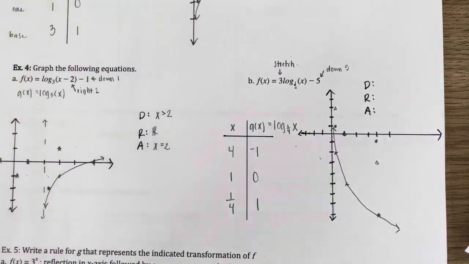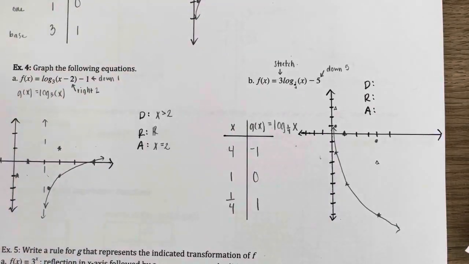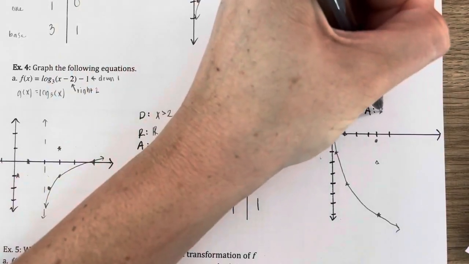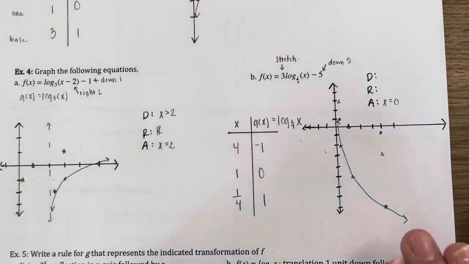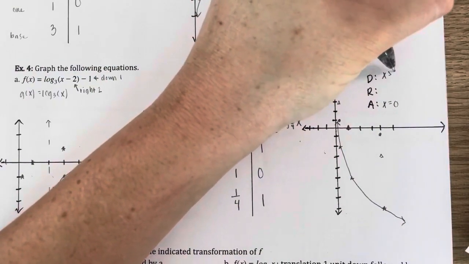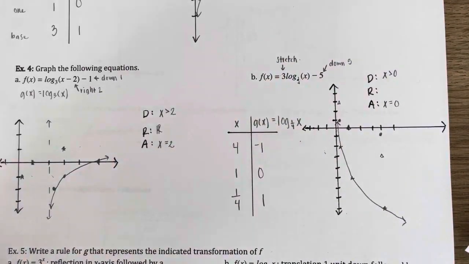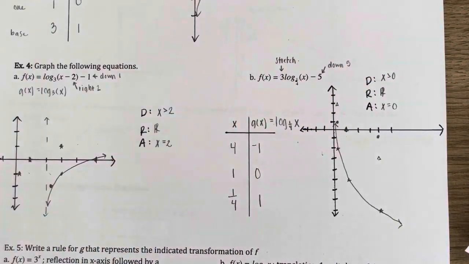So for the domain, range, and asymptote: because there are no horizontal translations, the asymptote is still x equals 0, has not changed. And then because my graph is limited to the right side of the asymptote, my domain is x is greater than 0. And then the range for logs is going to be all real numbers. That graph will extend in both directions forever for y.